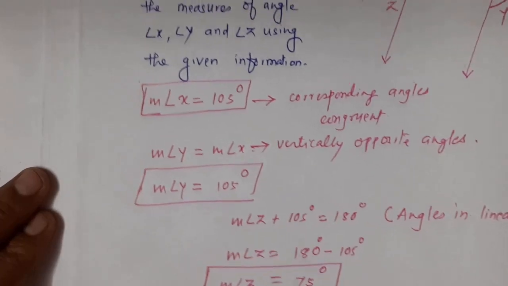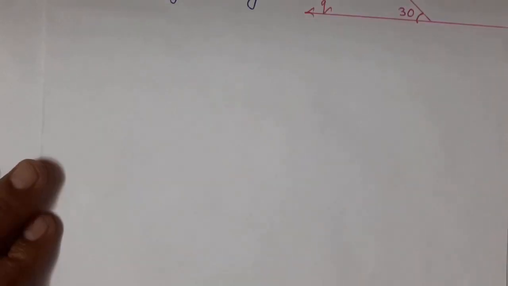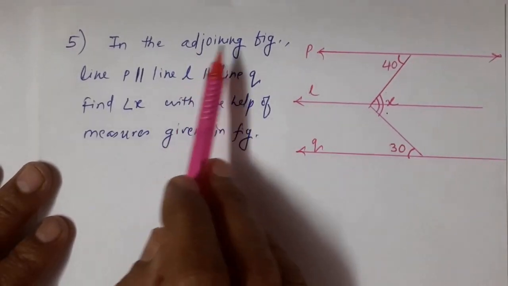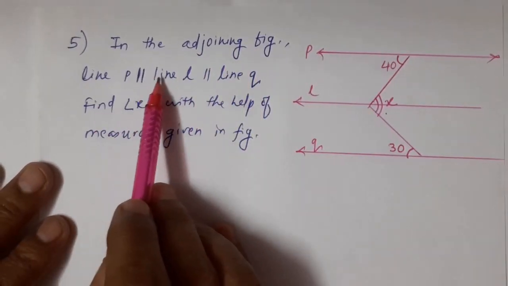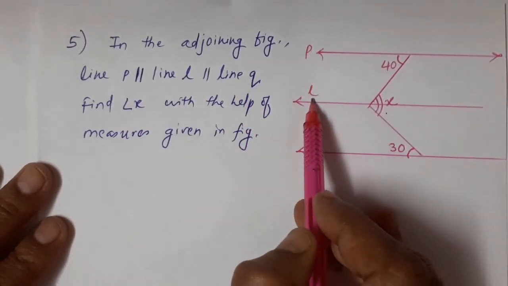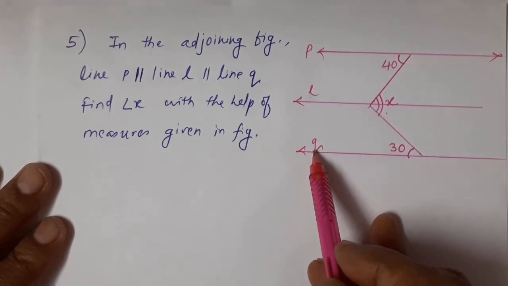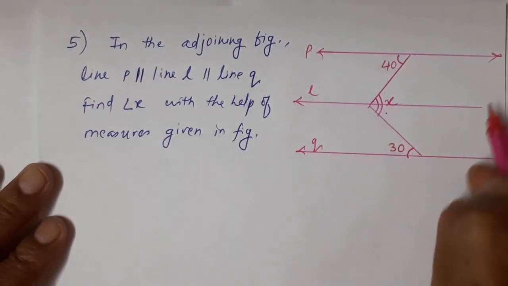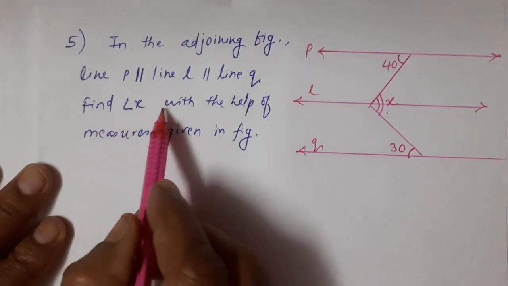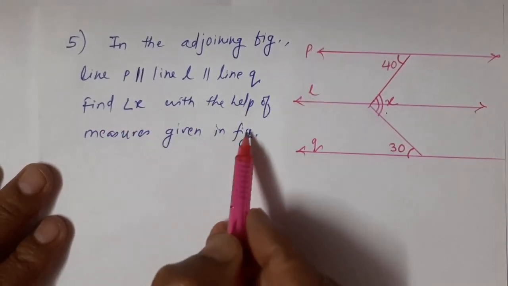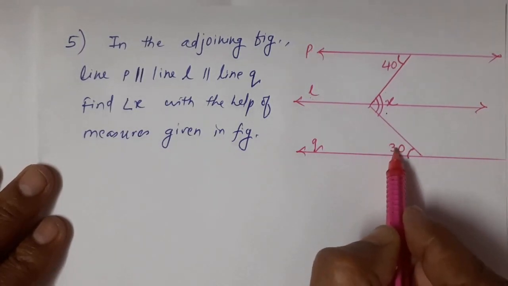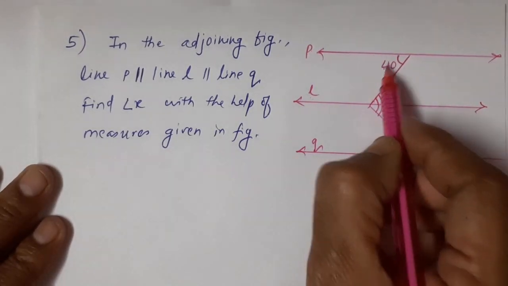Now we have to solve the last example, and that is the fifth one. In the adjoining figure, line P is parallel to line L and parallel to line Q. All three lines are parallel to each other. You have to find the value of x with the help of the measures given in the figure. The measure given here is 30 degrees, here the measure given is 40 degrees.